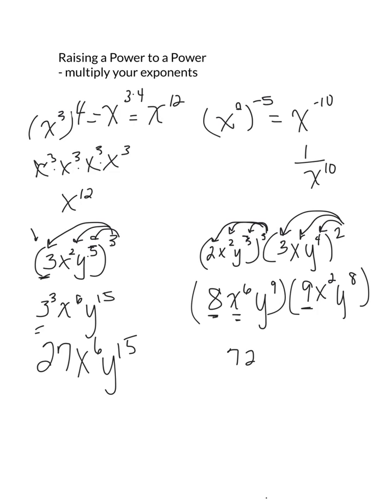And then this goes back to the multiplying monomials lesson, where when I take x to the 6th times x to the second, I add my exponents. So x to the 8th, and then y to the 9th, y to the 8th, gives me y to the 17th. So raising a power to a power, you multiply your exponents.